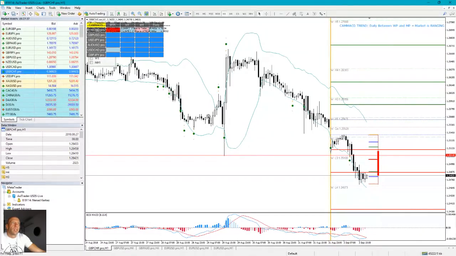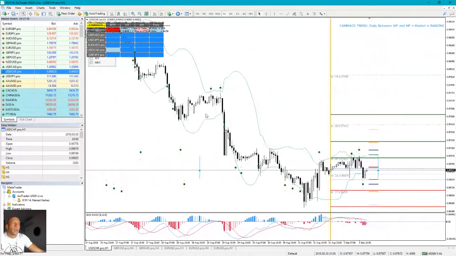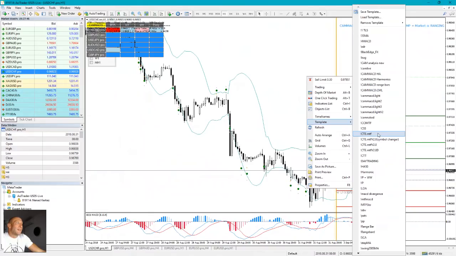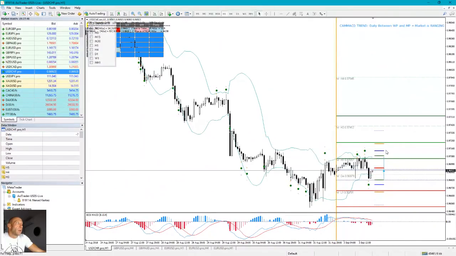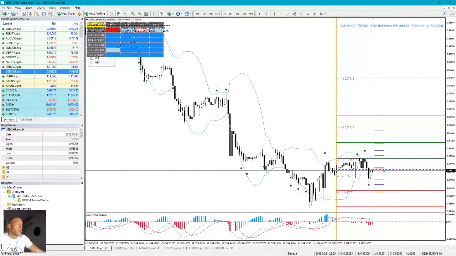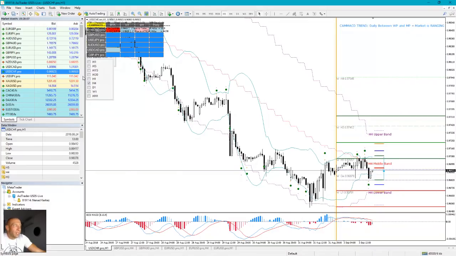Let me see, I have it somewhere here. Yeah, dollar Swissy. Yeah, nothing very interesting here, I guess. Yeah, this could be a counter trend, but again, I would sell it here. If it gets to weekly H3, I would sell it here.